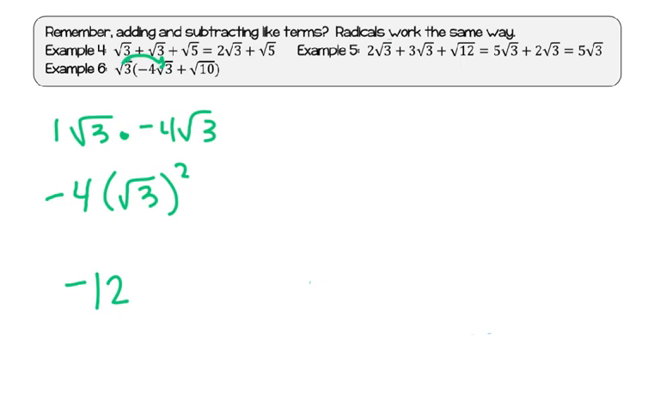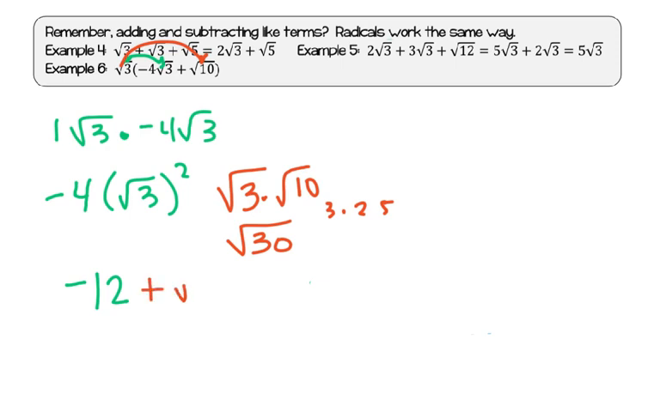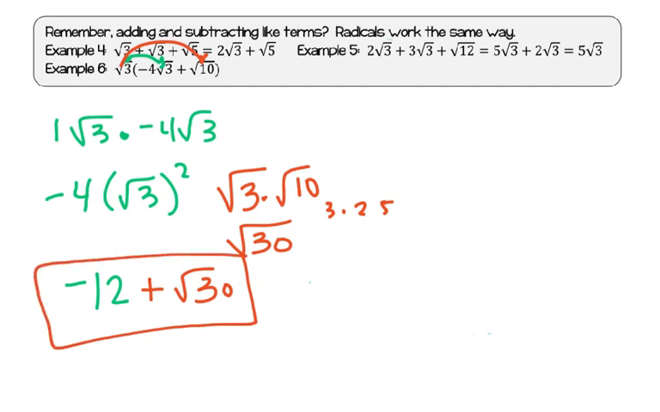Then I'm going to do square root of 3 times square root of 10. So that's going to be the square root of 30. If you try to break that down, you're going to get 3 times 2 times 5. There's no pairs, so there's nothing else I can do. So what that's going to come out to be is just square root of 30. There's nothing else I can say about that. This would be my simplified answer.